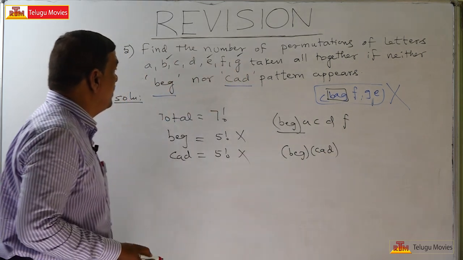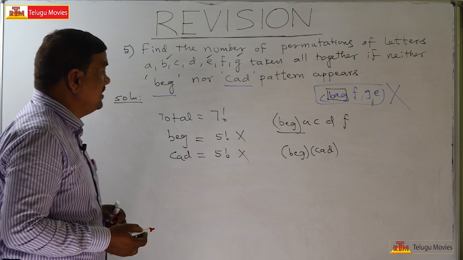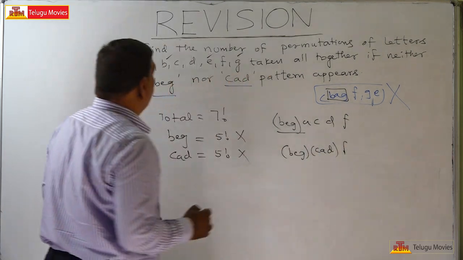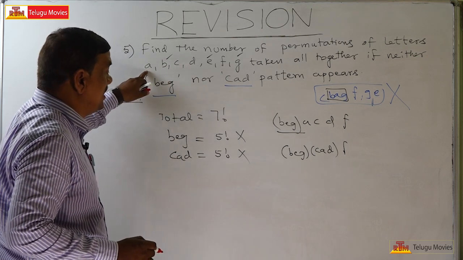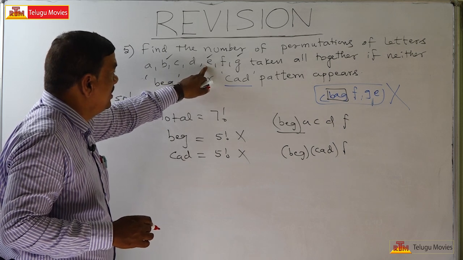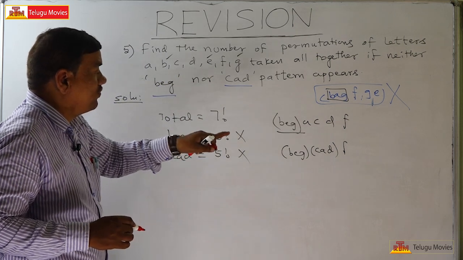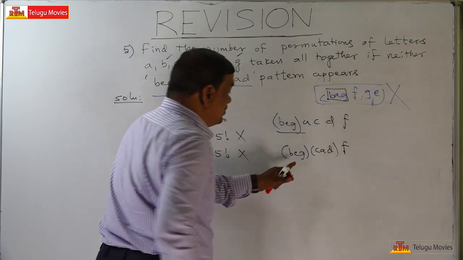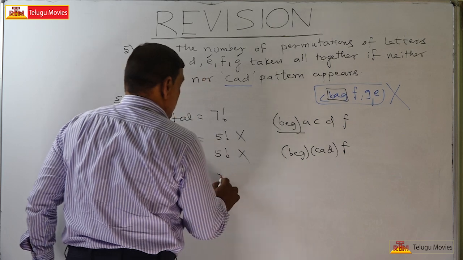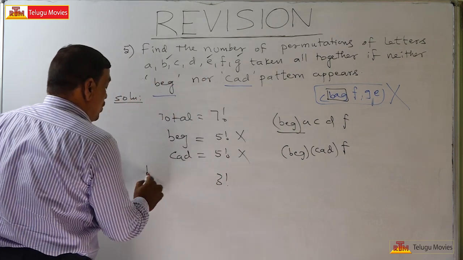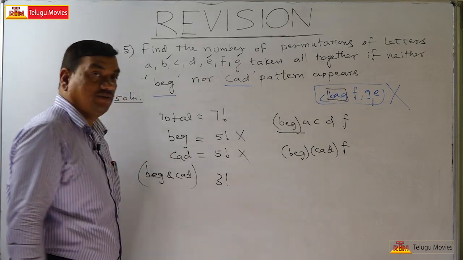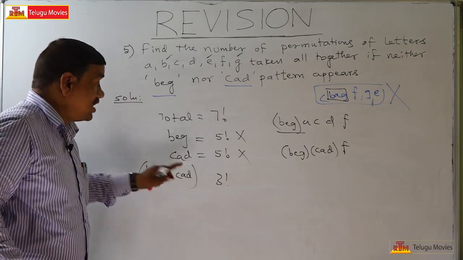And there are some arrangements where the BEG and CAD patterns appear together. What are the remaining ones? BEG is over, CAD is over, and only F is there. That means BEG is one quantity, CAD is one quantity, and F is one, so 3 factorial. So this is 3 factorial, the count for BEG and CAD together. This also you don't want.